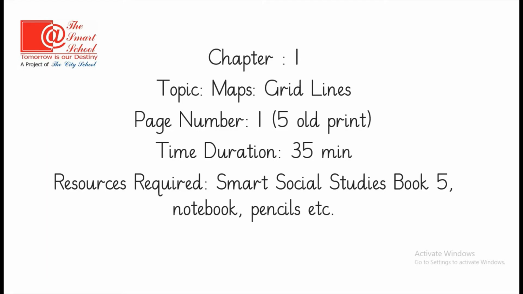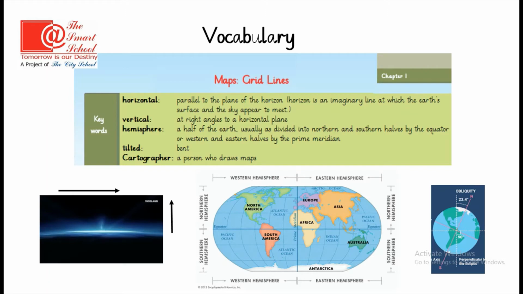The time duration of the lesson is 35 minutes, which includes the exercises you are supposed to complete in the end. The resources required for today's lesson are Smart Social Studies Book 5, Notebook and pencils. Let's review the vocabulary you are going to come across during the lesson.